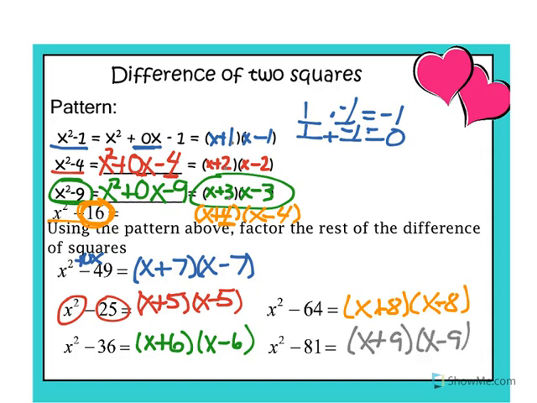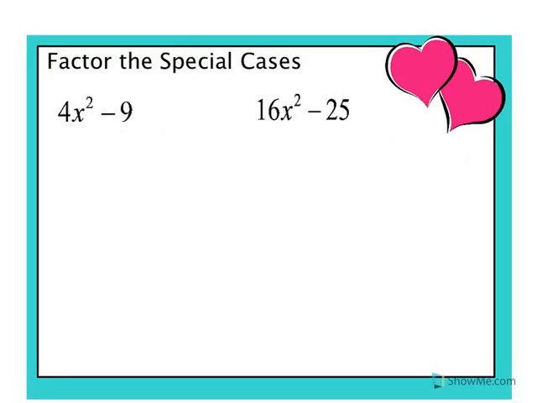Now remember from the previous lesson, you could write those factors in either order. You could write x minus 9 times x plus 9. That is the same answer. The order in multiplication does not matter according to the transitive property of multiplication. Excuse me, the commutative property of multiplication. So order does not matter. So let's go ahead and practice factoring our special cases.